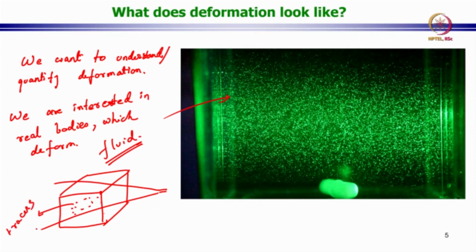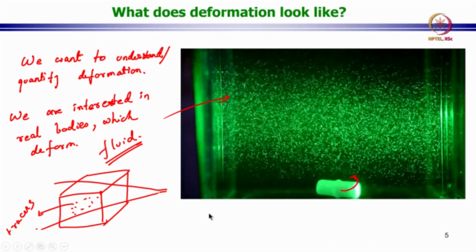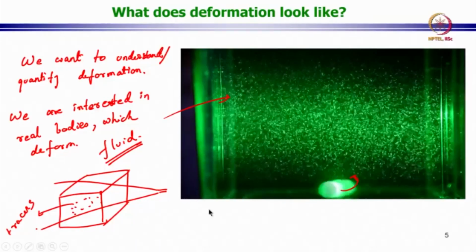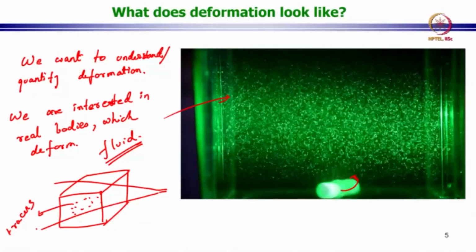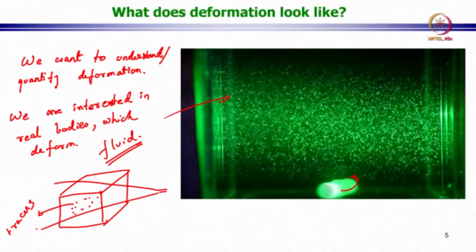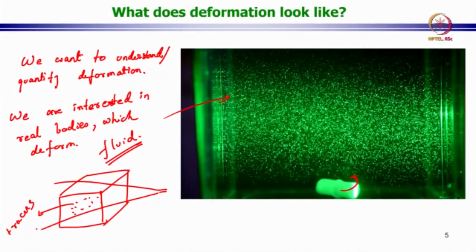So small tracer particles are in the fluid, and what is going to happen is there is this top here which is going to rotate. As this rotates, there is flow that is going to happen in the system. I hope you were able to see that.